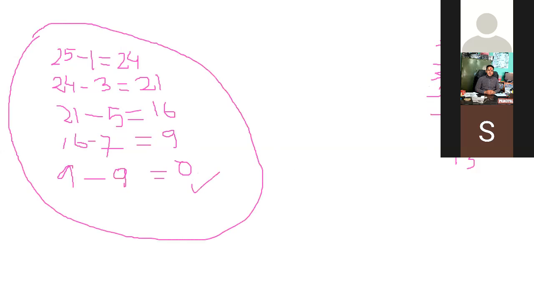Now how many odd numbers have we subtracted? Count once. 1, 2, 3, 4, 5. So 5 odd numbers we have subtracted, yes? So now, since we have subtracted 5 odd numbers, square root of 25 is 5. You got what I said? Yes, sir. Everybody? Yes, sir. Okay, now by using this process, can you find the square root of 64?